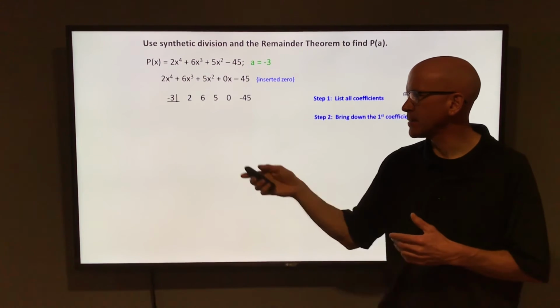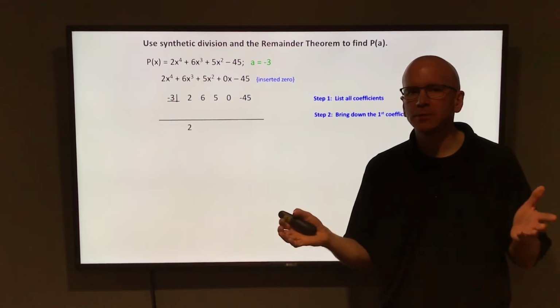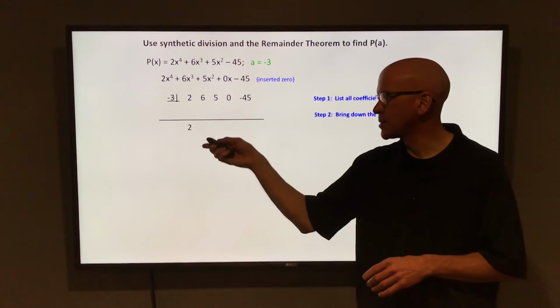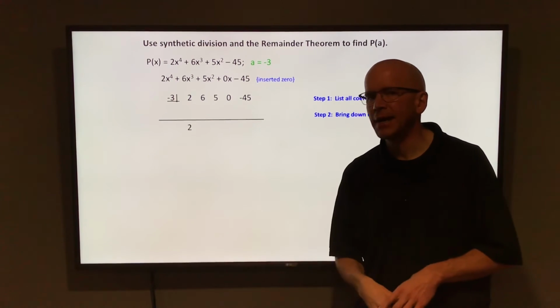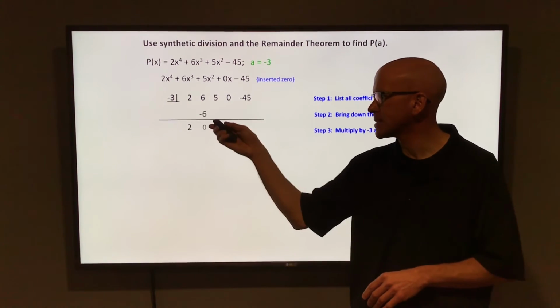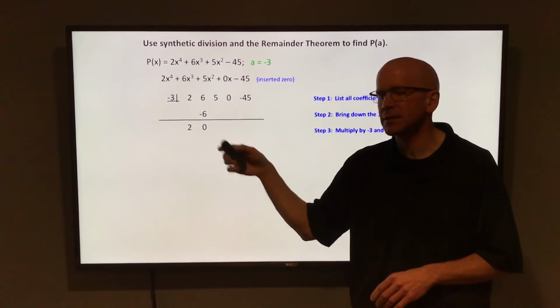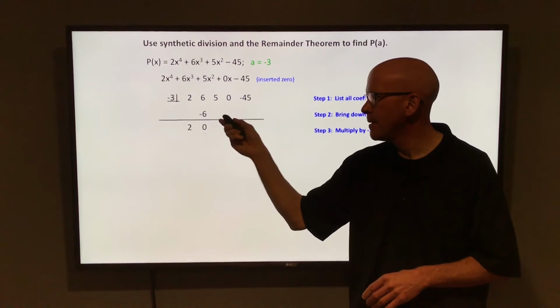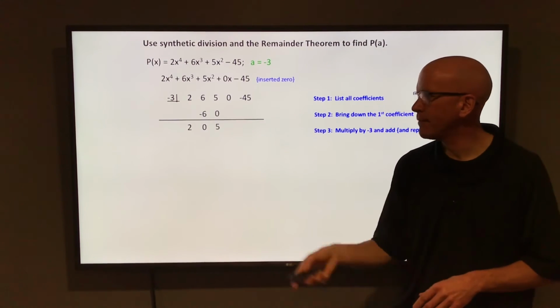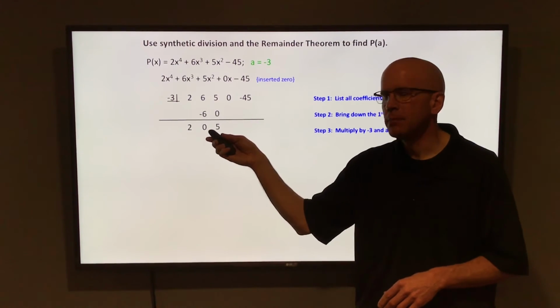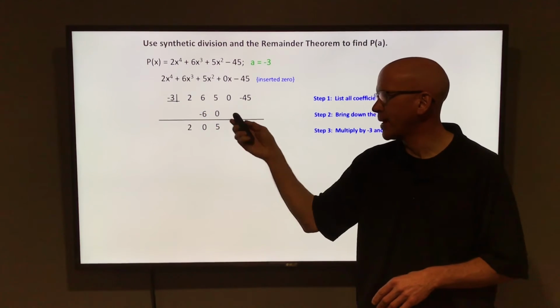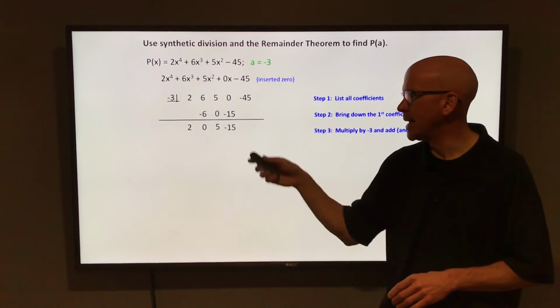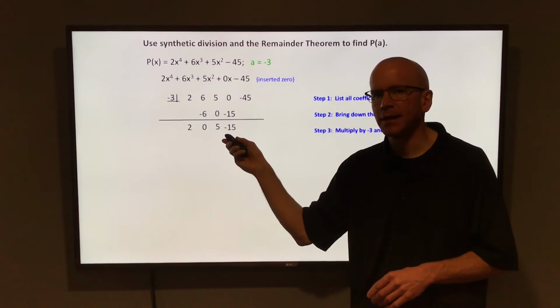So just like synthetic division, bring down that first coefficient, then you just multiply and add. So bring down that 2, go back to the box and multiply negative 3 by 2, that is going to be negative 6, and then add 6 and negative 6, that is 0. Back to the box, multiply negative 3 by 0, that is 0, and then you add 5 and 0, that is 5. Back to the box, multiply negative 3 by 5, that is negative 15, and then add 0 and negative 15, that is negative 15.